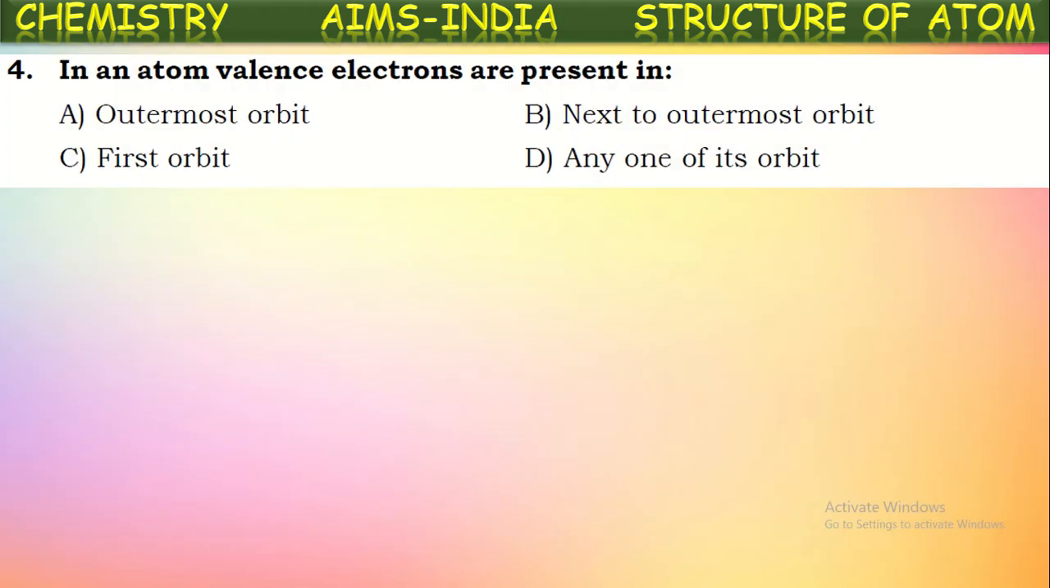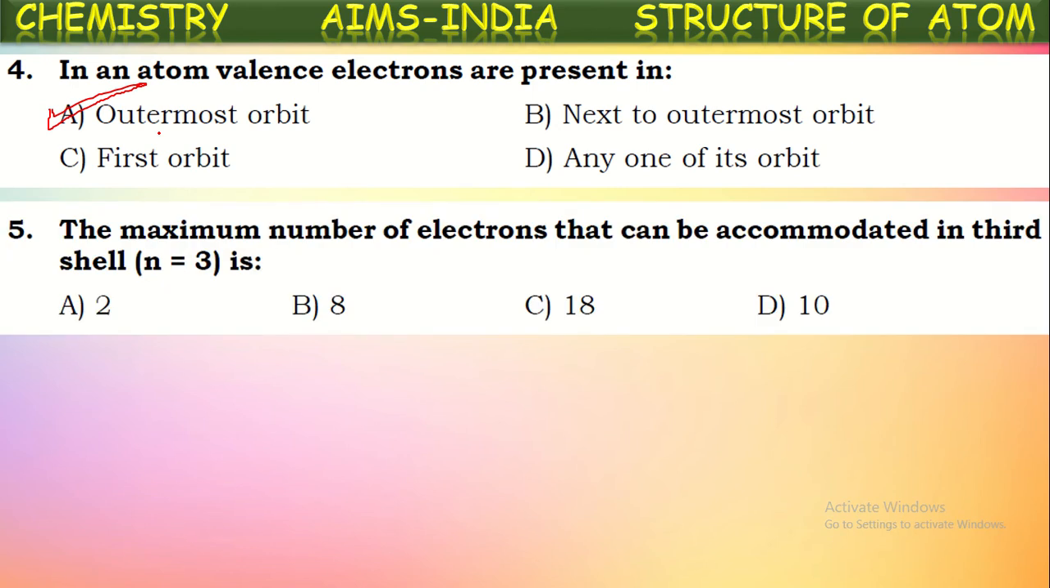Next one, in an atom valence electrons are present in. Yes, atoms contain a different number of electrons in different shells. But the electrons present in the outermost shell or outermost orbit are called valence electrons, because that outermost orbit is also called the valence shell. So the electrons present in that valence shell are called valence electrons. Now the answer is outermost orbit. The orbit which is last for that atom is called the outermost orbit, and the electrons present in that outermost orbit are called valence electrons.